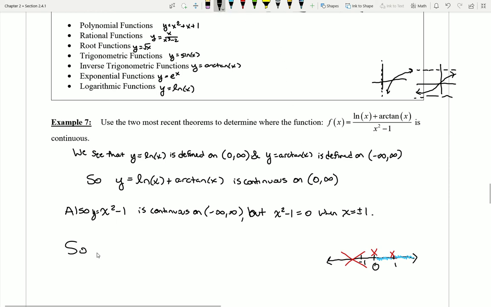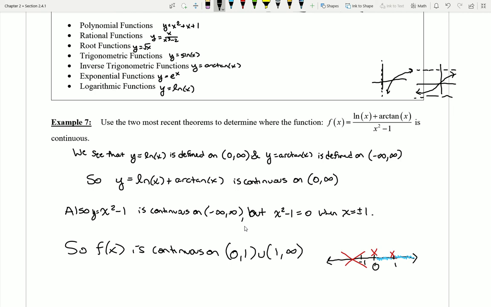So I can say that f of x is continuous on the interval 0 to 1 and also 1 to infinity. I've taken out all of the bad spots. I can't let the natural log use 0 or negative numbers, and I can't let the denominator ever equal 0 here. And this is all the stuff that I'm left with.